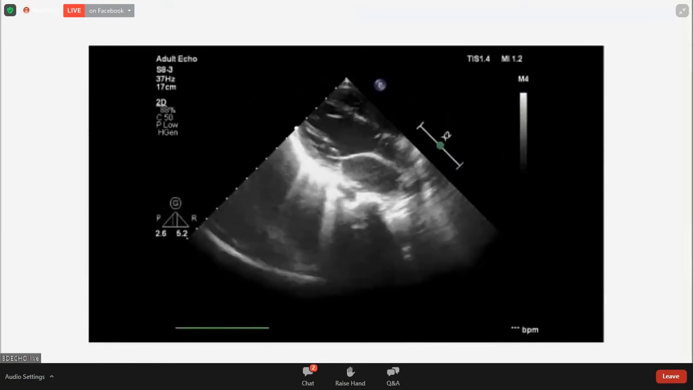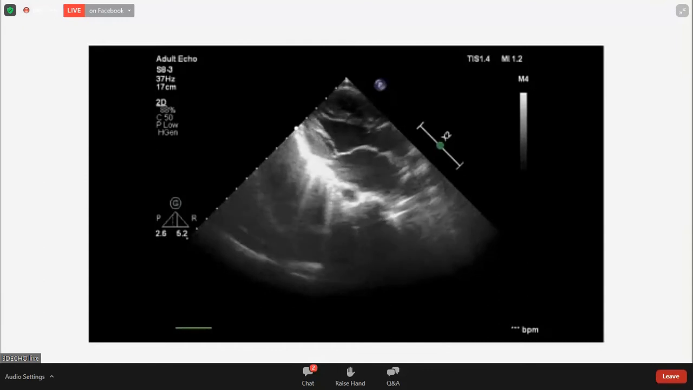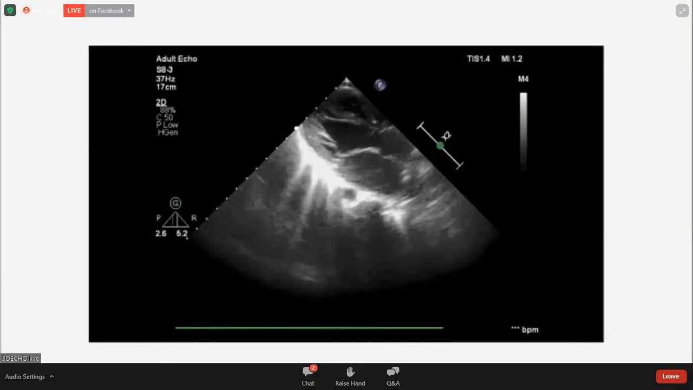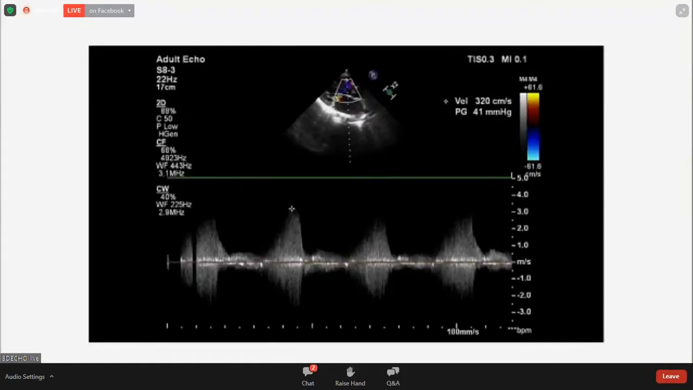And this is the parasternal long axis view. You can see there is a single papillary muscle, and the valve opening is good. You can also see a subaortic membrane and the VSD. Color interrogation shows the VSD gradient is 41 millimeters of mercury.